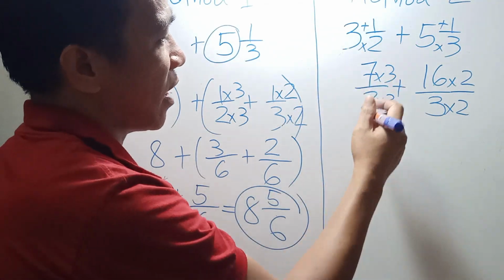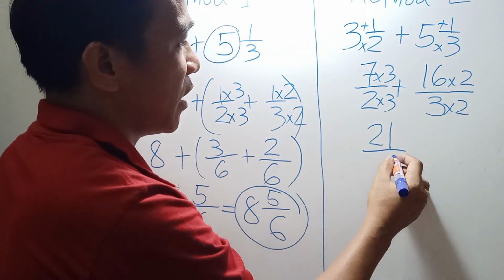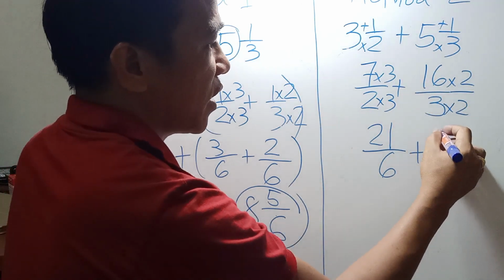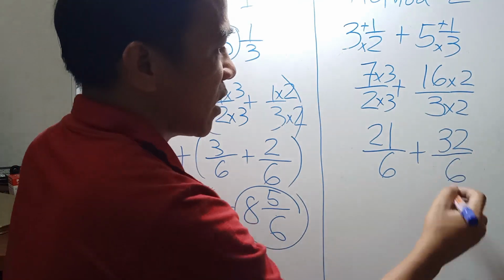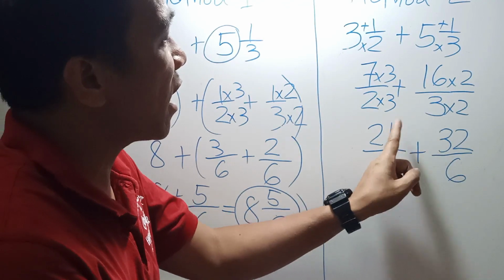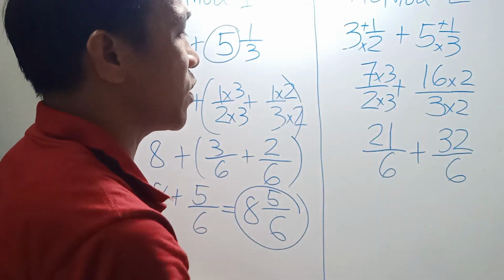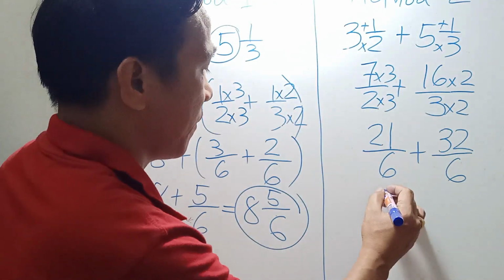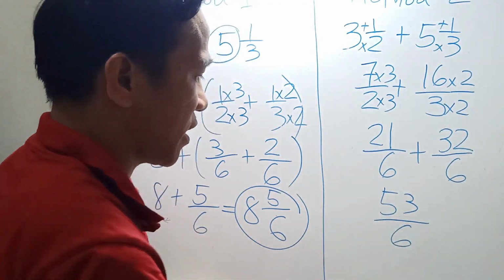So what is 7 times 3? That is 21. 2 times 3 is 6. Plus 16 times 2 is 32. 3 times 2 is 6. Now you made the denominator the same, so you just add the numerators. So what is 21 plus 32? And that is 53. Okay, that is 53 over 6.